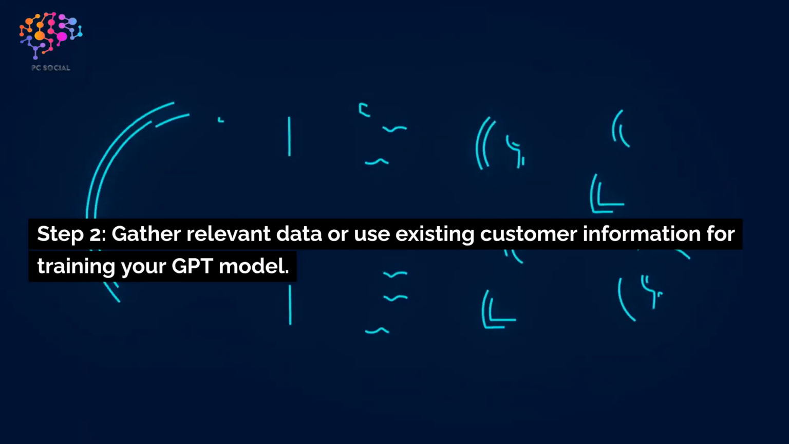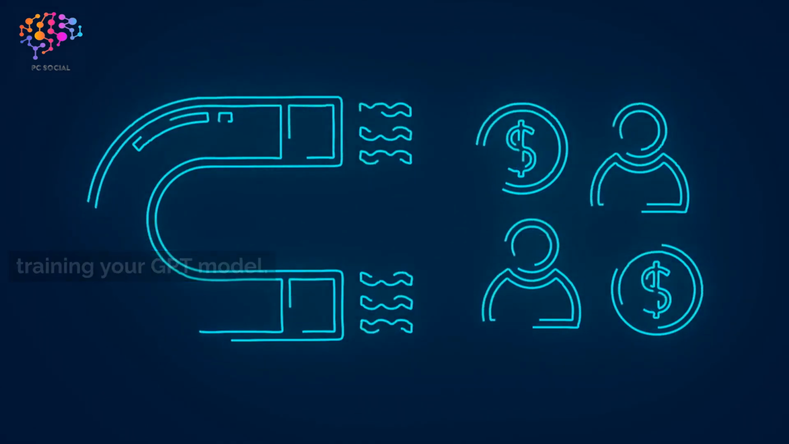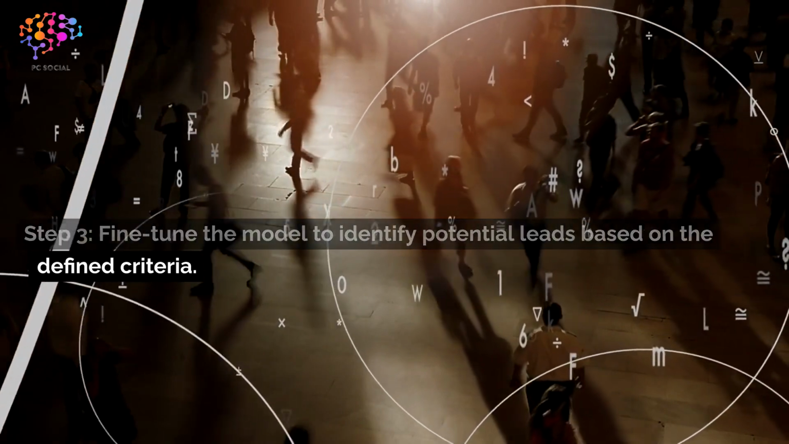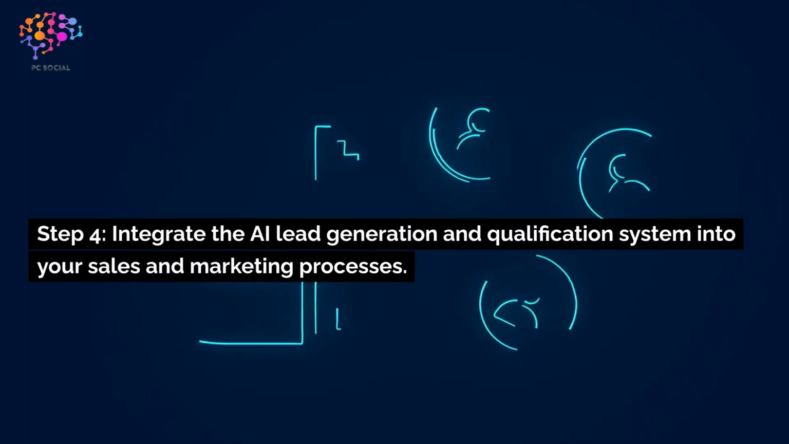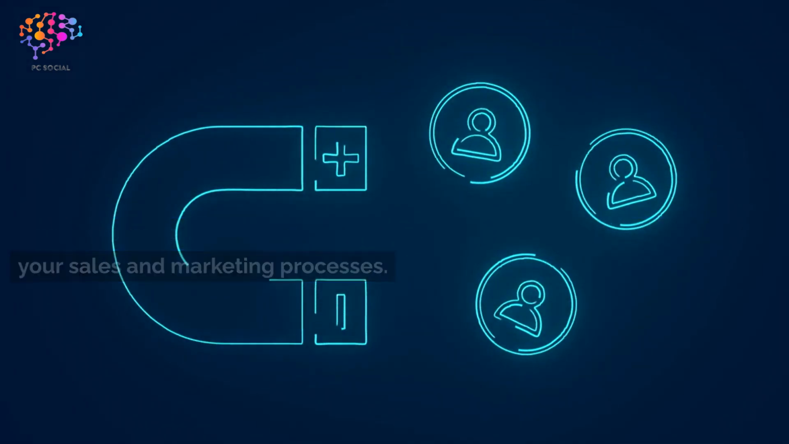Step 2. Gather relevant data or use existing customer information for training your GPT model. Step 3. Fine-tune the model to identify potential leads based on the defined criteria. Step 4. Integrate the AI lead generation and qualification system into your sales and marketing processes.